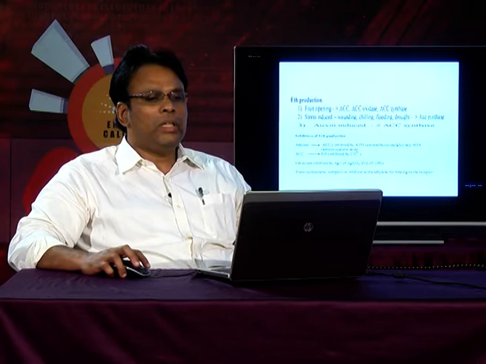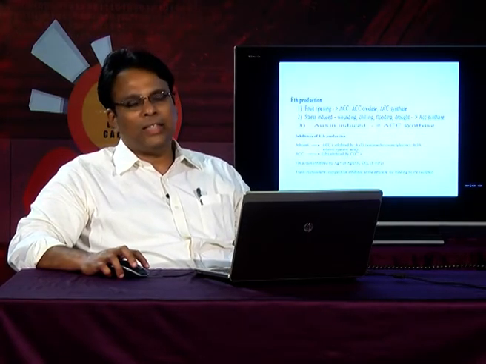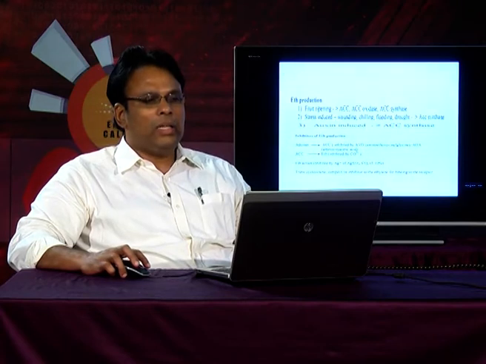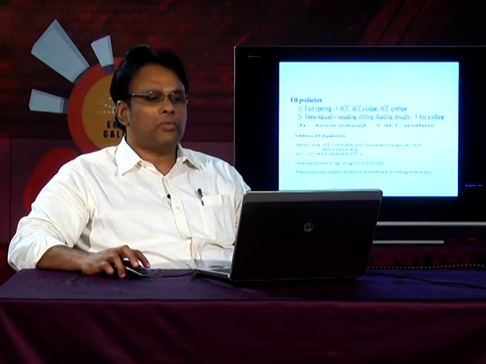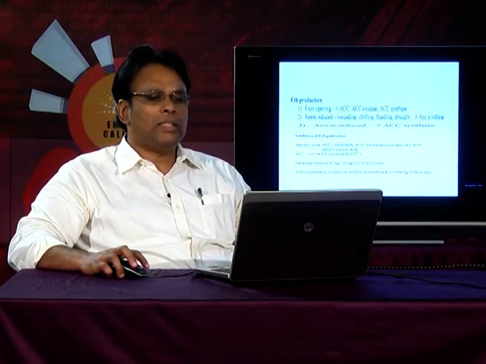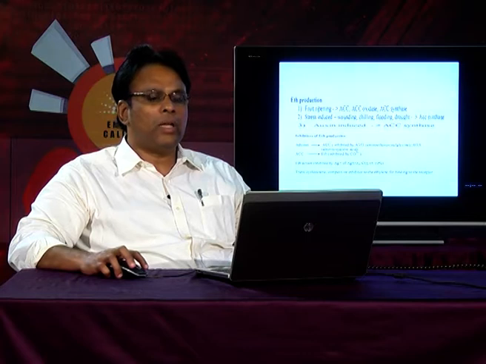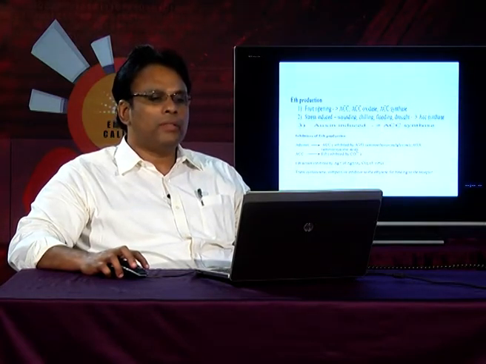And auxin can induce the ACC synthase gene. So ethylene production can be influenced by basically these 3 processes. The fruit ripening can influence, the stress such as wounding, chilling, flooding, drought can influence, and auxin also can influence.